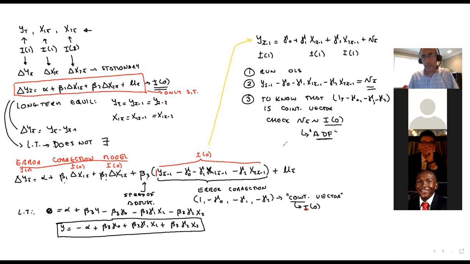This model here, these steps here, are called the two-step Engle-Granger model. Okay. So what is the issue with this model? What problem do you see with this model? Okay, I will rewrite here the model. Yt equals gamma 0 plus gamma 1 x1t plus gamma 2 x2t plus my error vt. So what is the problem with this model, guys?